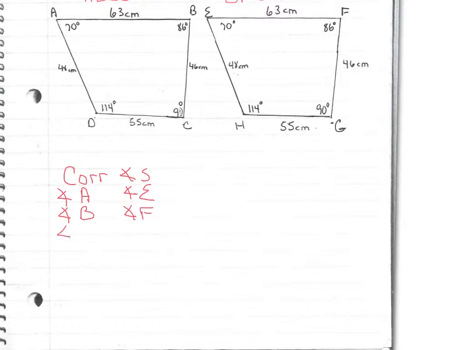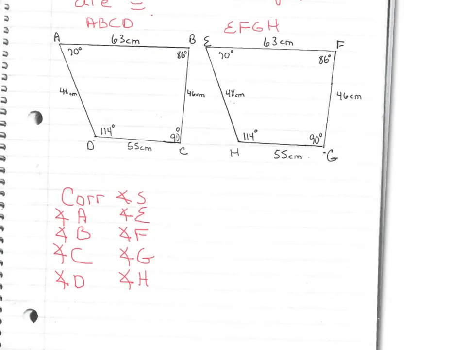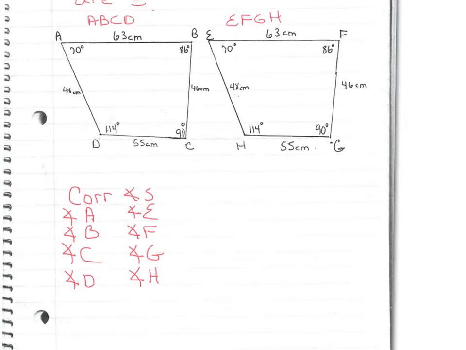What corresponds to angle C? Darby? Angle G. And angle D, Casey? Angle H. And notice when I named these polygons, I made sure that I named them in the same corresponding order. Okay, we don't want to mix those up because that can make a big difference.